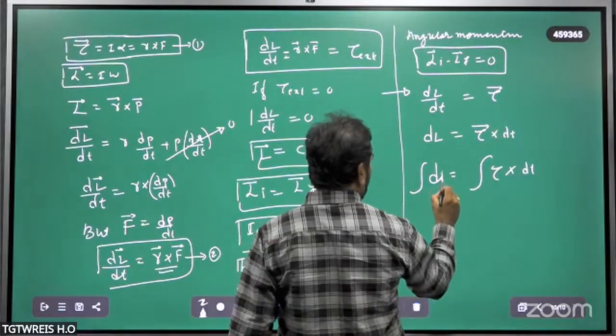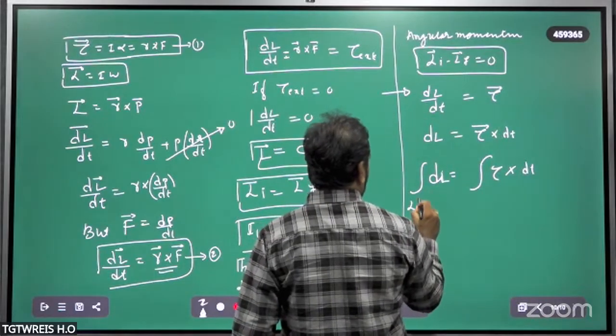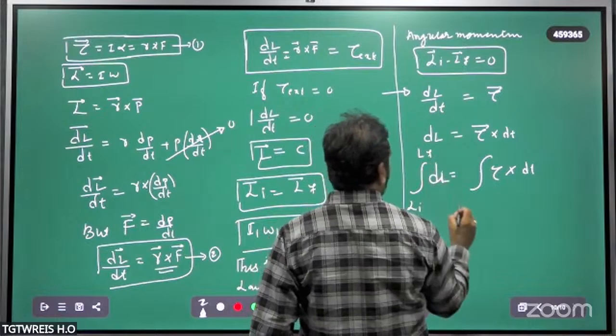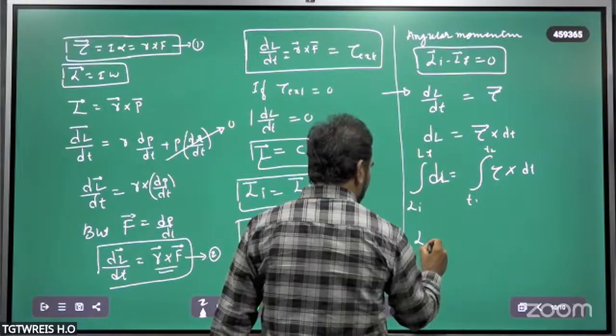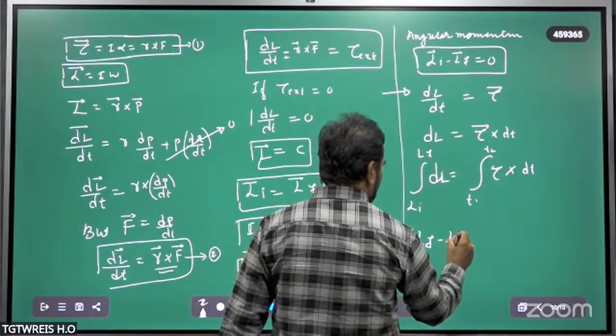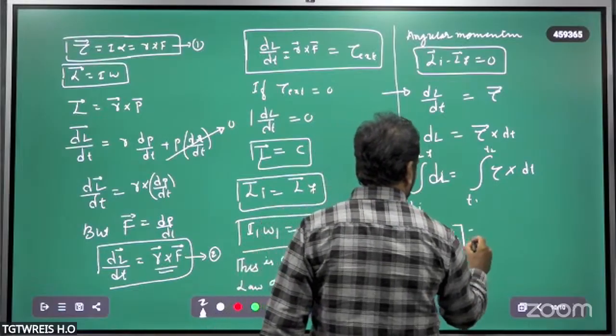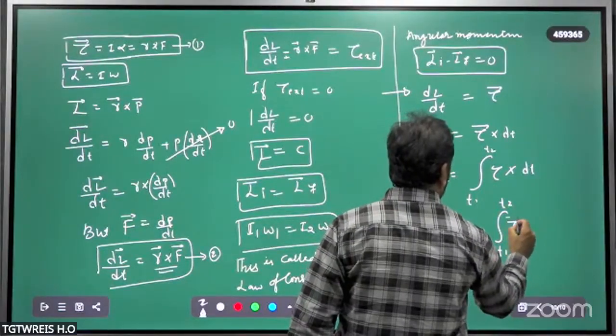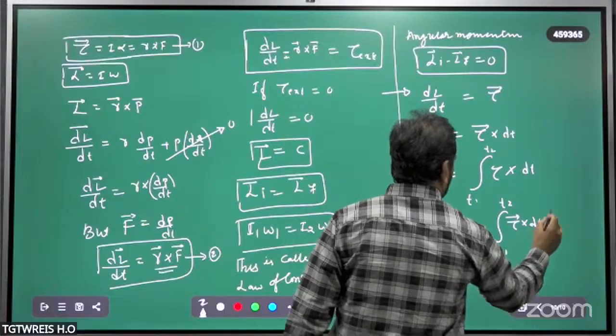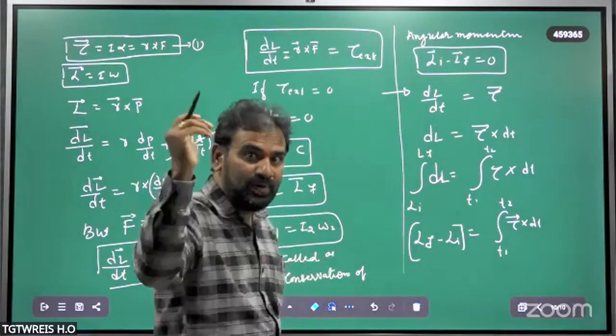dL is the integral from Li to Lf, that is Lf minus Li. I am writing it in the form of the integration of tau dt from t1 to t2. This is called the angular impulse.